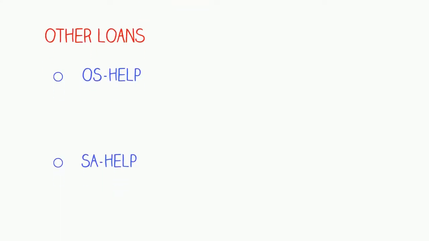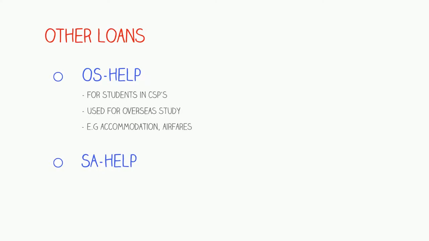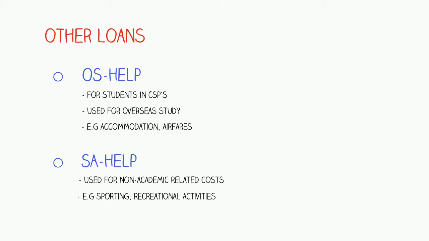Other types of student loans that are worth mentioning include OS Help, which is a loan available to students enrolled in a CSP course who want to undertake some of their studies overseas. OS Help can be used for a range of expenses such as airfares, accommodation, and other travel or study expenses. SA Help is a loan scheme that assists students to pay for all or part of their student services and non-academic related fees. This can cover costs such as food, sporting, recreational activities, and even financial advice.